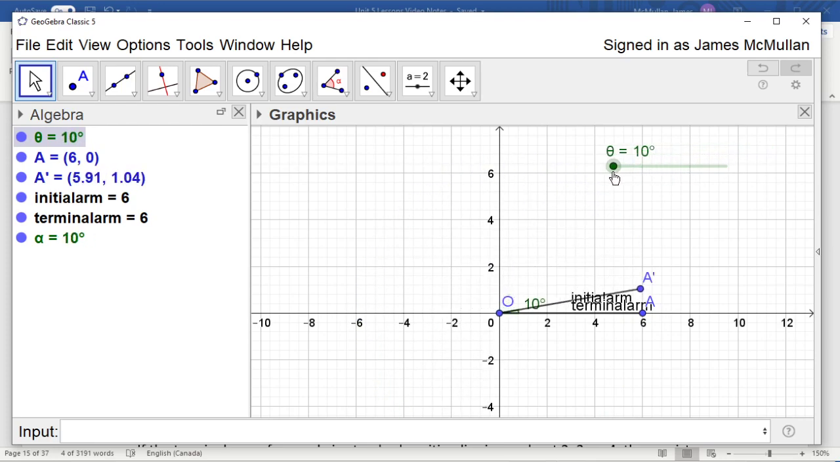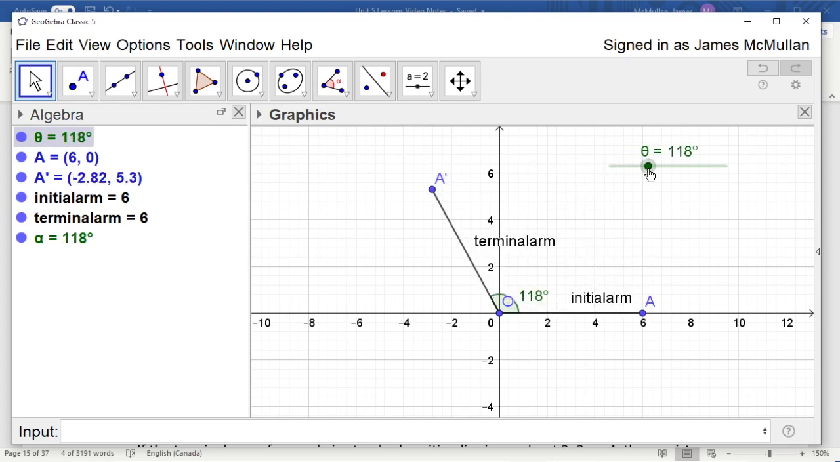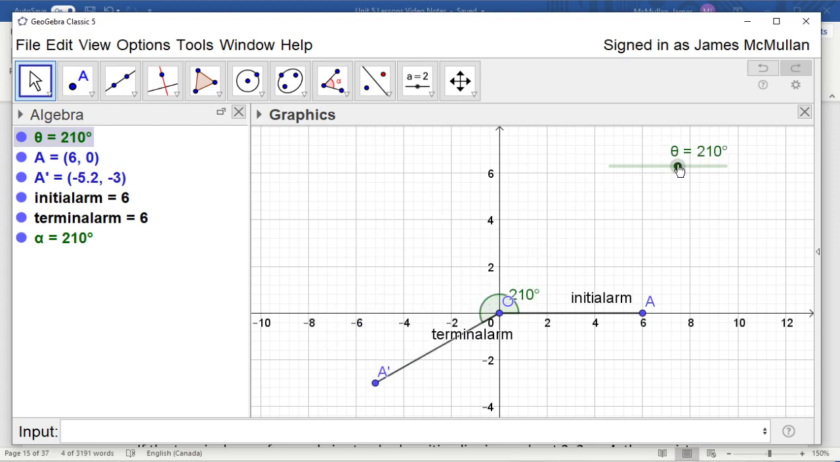If I tell you to graph or draw a 120 degree angle, you would know what that means. It's 90 to get all the way up to the top, and then it would be another 30 to get to where I am. If I asked you to draw a 210 angle, I know it's 180 to get all the way over here, and then it would be another 30 to get down to 210. So 210 would be down like that.